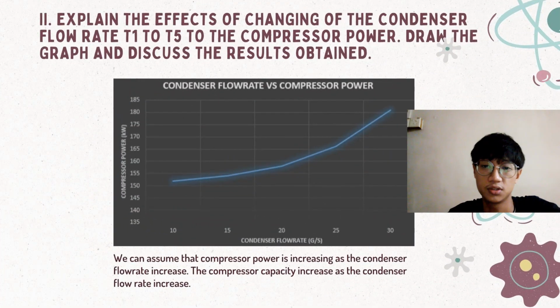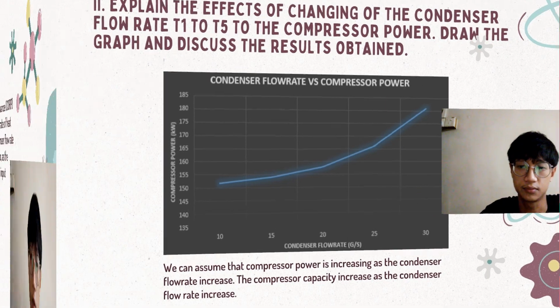The second part of the discussion is to explain the effects of changing the condenser flow rate, T1 to T5, on the compressor power. Draw the graph and discuss the result obtained. The following is the graph of condenser flow rate versus compressor power. We can see that compressor power increases as the condenser flow rate increases. The compressor capacity will also increase as the condenser flow rate increases.